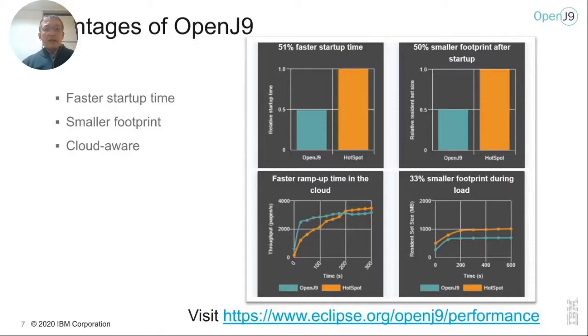You can see the advantages of OpenJ9 over other Java VM implementation at the OpenJ9 project site. That includes fast startup and smaller footprint. And OpenJ9 is also cloud aware. That means it is optimized for use in containers. OpenJ9 has technologies called shared classes and AOT. AOT is ahead of time compilation. They contribute to faster startup. Please visit the project website for more details of the advantages of OpenJ9.